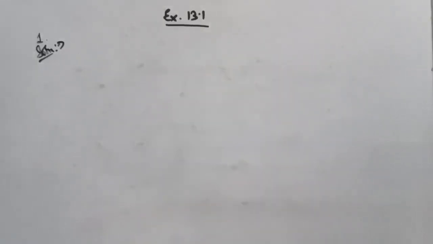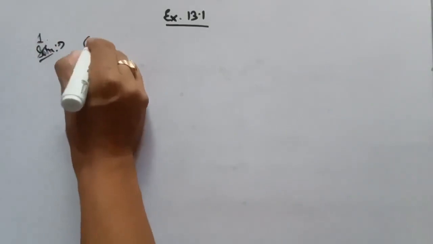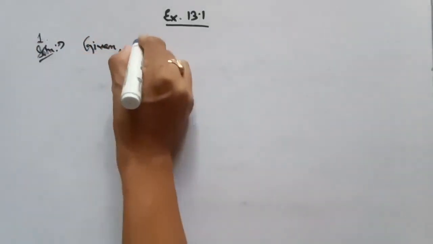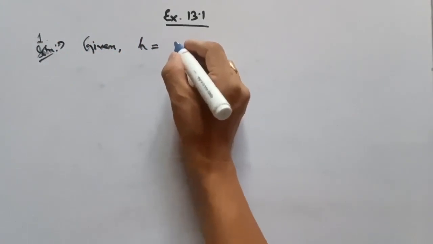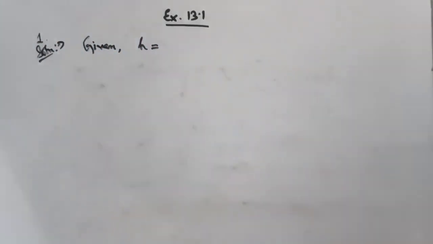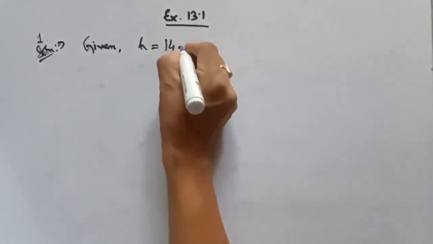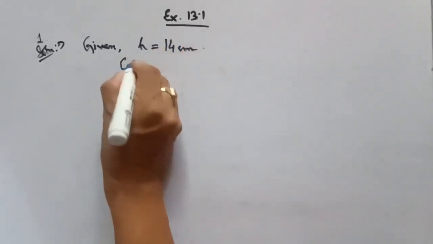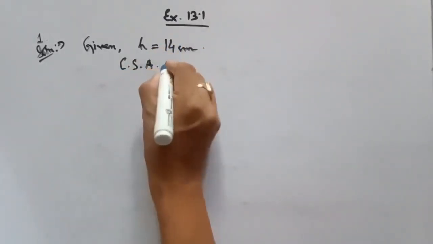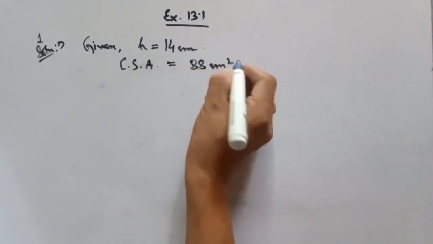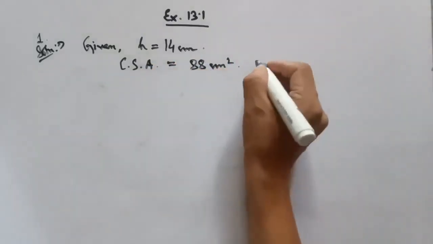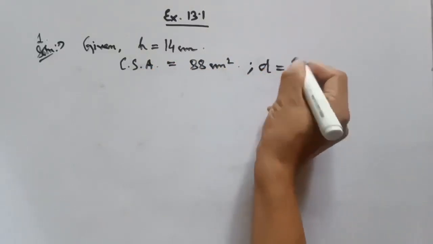Exercise 13.2, question number 1, solution. So in the question, it is given that the height of the right circular cylinder is 14 centimeter, and the curved surface area of the cylinder is 88 centimeters square. We are to find the diameter of the cylinder.